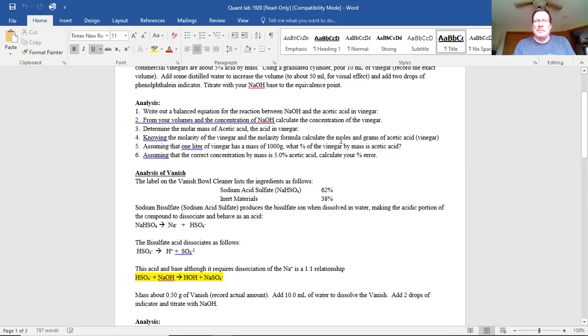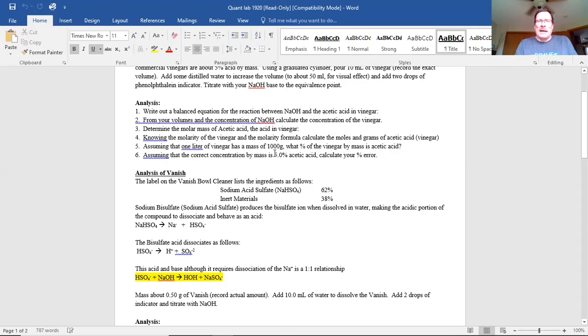So the first thing, you've calculated the molarity of the vinegar in number 2, the acetic acid. You know the volume that you used, it was 10 milliliters. You can then find the moles, right? Because moles is molarity times volume in liters. And then from moles, you can go to grams.